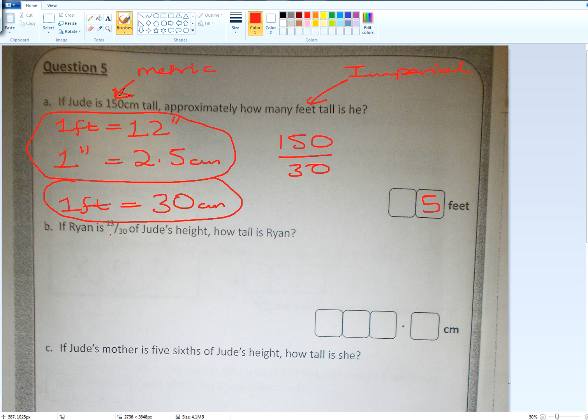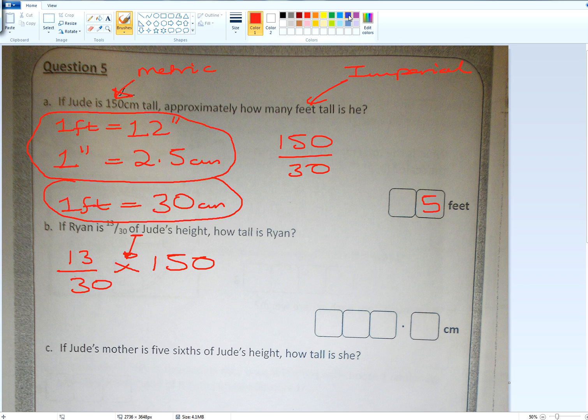Okay, right. If Ryan is, what's that number there, folks? 13. So if Ryan is 13/30ths of Jude's height, what's Jude's height? 150 centimeters. To work out the "of", what's "of" in maths? Times. So we have to do 13 over 30 times by 150. So we're working out a fraction of 150.